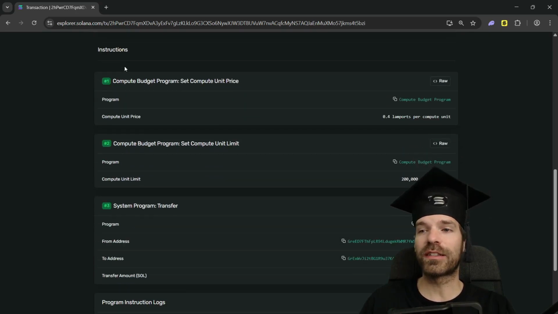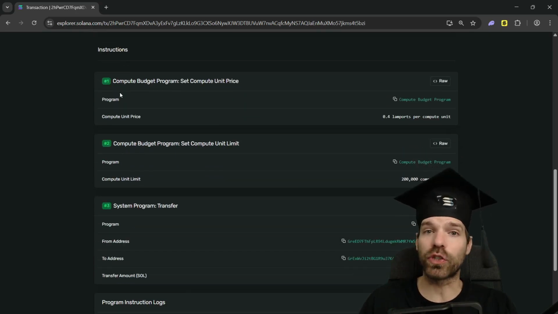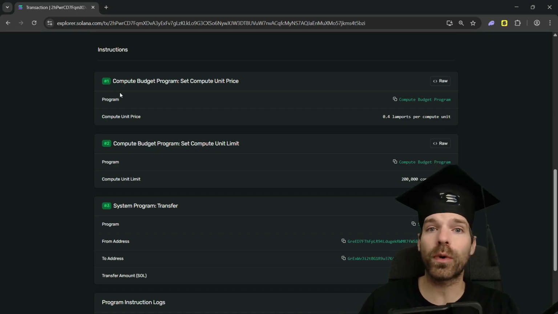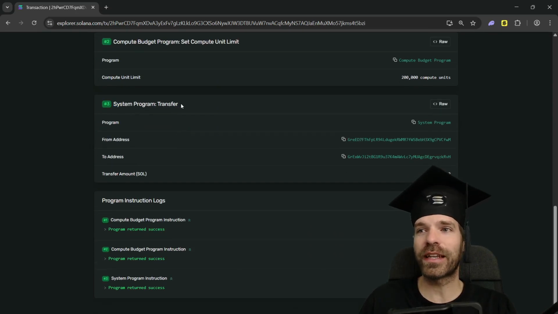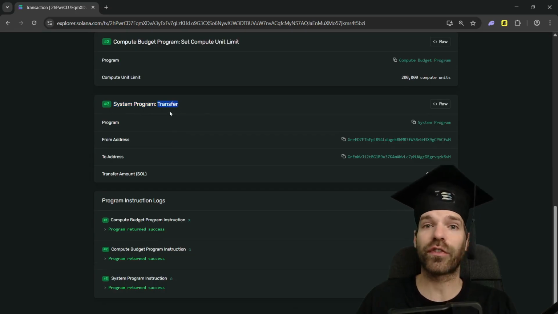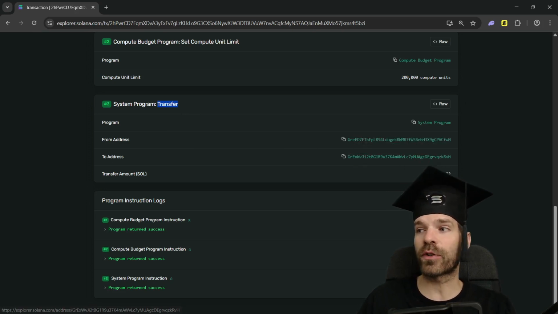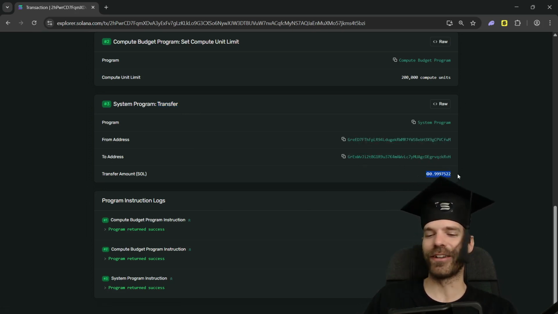And down here you can see what actually happened on chain in terms of which programs were invoked. Twice the compute budget, that's not super interesting. This one is the interesting one, the system program transfer, which is responsible for transferring sol. And we see that from this address to this address, we transfer this much sol. And it succeeded, so it's actually persisted on chain.